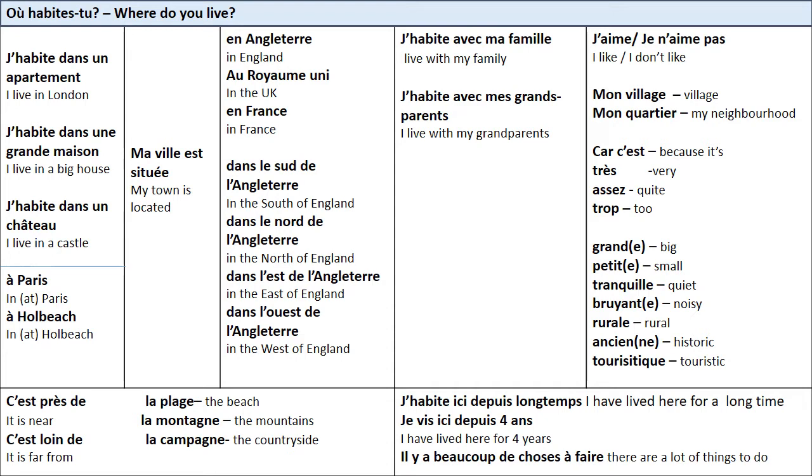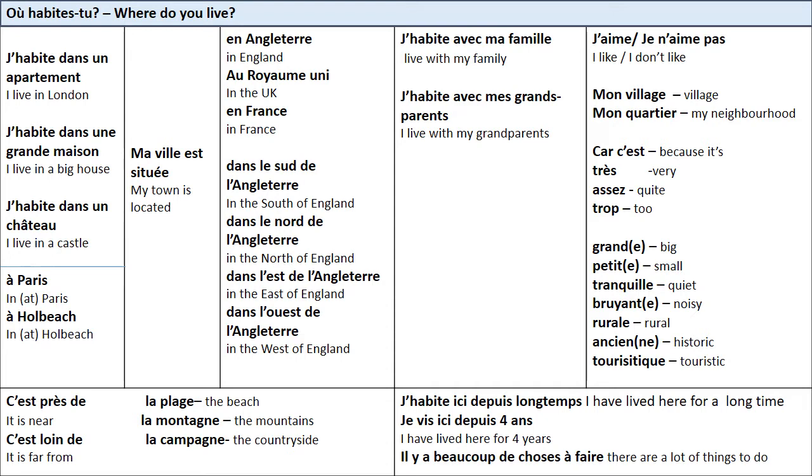Under that we've got some locations, places where you might live. We've got à Paris, à Holbeach. Next, we're talking about where your town might be located. So, ma ville est située. Okay, my town is located, or my town is situated. And then we've got different sort of areas around the country. So you could say dans le sud de l'Angleterre, okay, in the south of England. Dans le nord de l'Angleterre, in the north of England. Or one that's possibly more relevant to us, dans l'est de l'Angleterre, in the east of England.